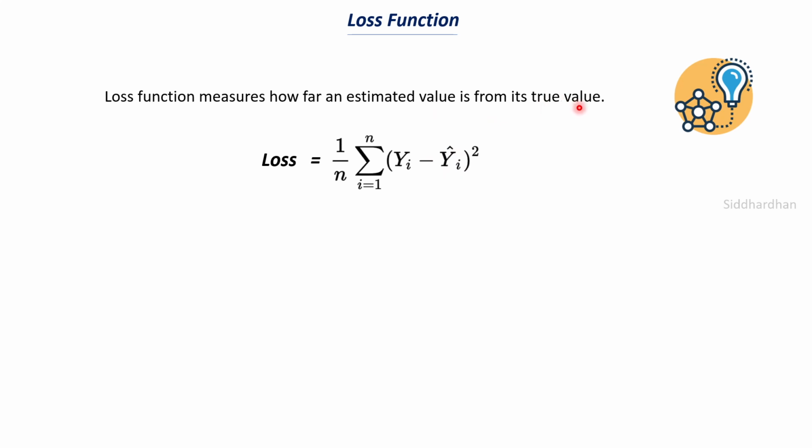So we have two values. One is the predicted value, which is predicted by our model, and the other is the true or actual value. The loss function is nothing but the difference between these two values, the estimated value and the true value. If the difference between the true value and the estimated value is very high, that means our model is not working fine, right?